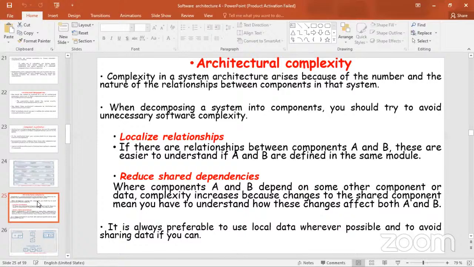Also, the next thing is to reduce shared dependency. Now, where components A and B depend on some other components or data, complexity increases, because changes to the shared components mean that you have to understand how these changes affect both A and B.